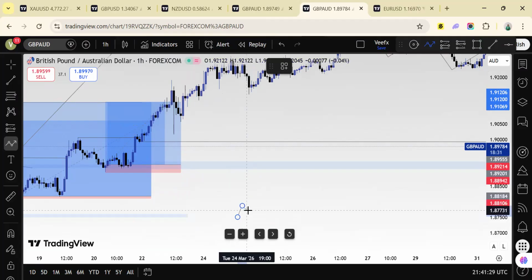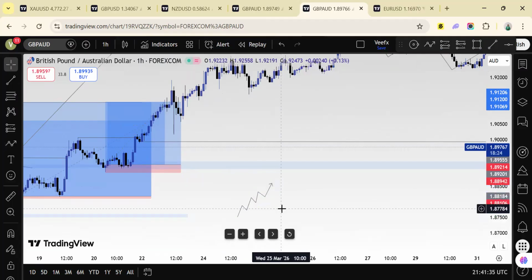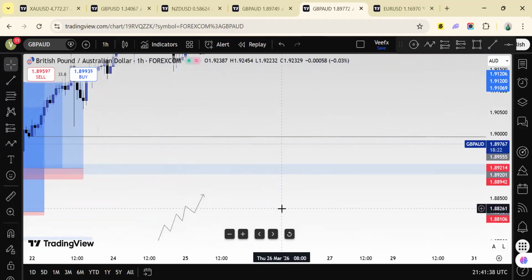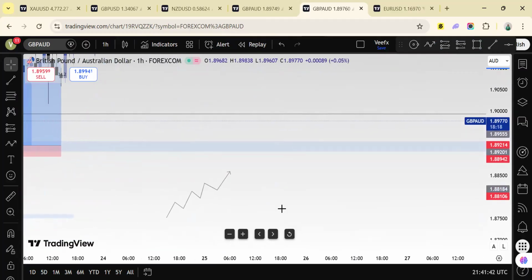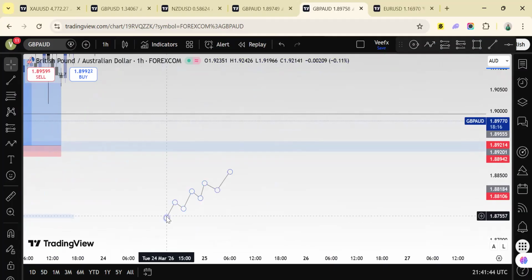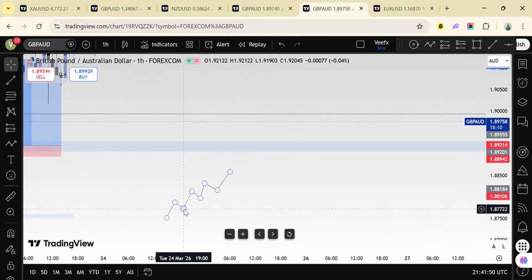Now, let's say this is a trending market to the upside. What you need to know is that an order block is an area in the market where there are institutional orders that are placed. So this is an order block that's pushing price to the upside. This is an order block that's pushing price to the downside. This is also an order block that's pushing price to the upside.